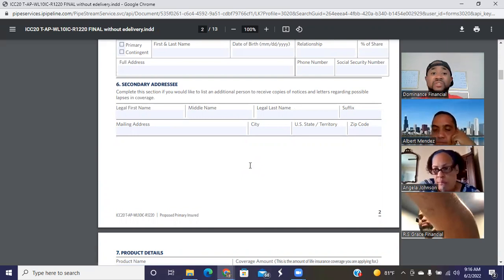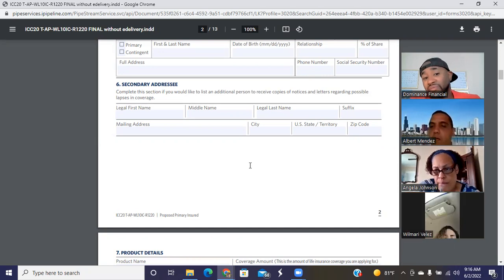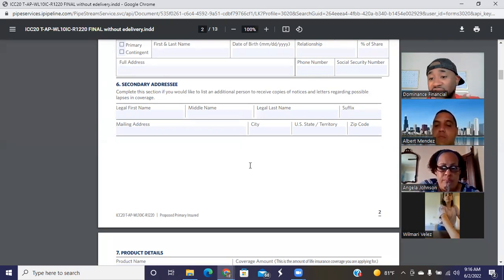Is anybody unclear what that is, or wants to know what that is? If you don't know, it's like a power of attorney. Let's say my dad, for example, is going through early onset dementia. If I was doing a policy for him, I would put myself as the second addressee. So if they had to send him notices of any sort, they would also send it to me too.